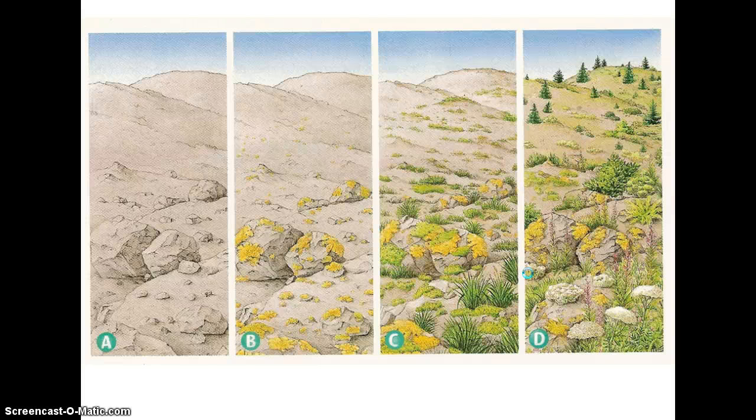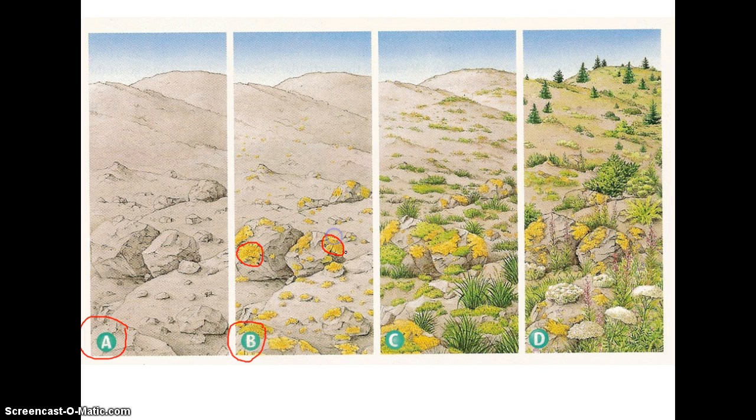Primary succession takes place when the disturbance that occurred completely wipes out the entire community, including the soil. So primary succession takes place when change occurs and there is no soil present from the get-go. This picture, picture A, represents this barren landscape where there's not even any soil for new life to grow in. However, in picture B, we now get the presence of something called a pioneer species, and lichens are an example of a pioneer species.